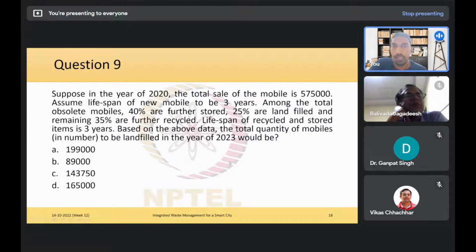So question 9, numerical problem. Suppose in the year 2020, the total sale of mobiles is 5,75,000. Assume the lifespan of a new mobile to be 3 years. Among the total obsolete mobiles, 40% are further stored, 25% are landfilled, and the remaining 35% are further recycled. The lifespan of recycled and stored items is 3 years. Based on this data, the total quantity of mobiles, in numbers, to be landfilled in the year 2023 would be how much? The options are 1,99,000, 89,000, 1,43,750, and 1,65,000.